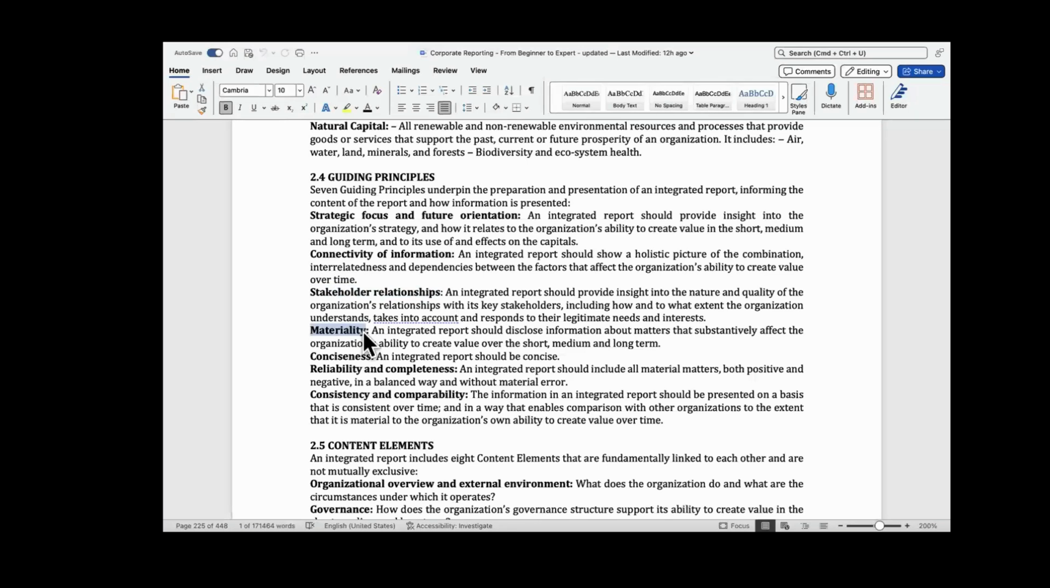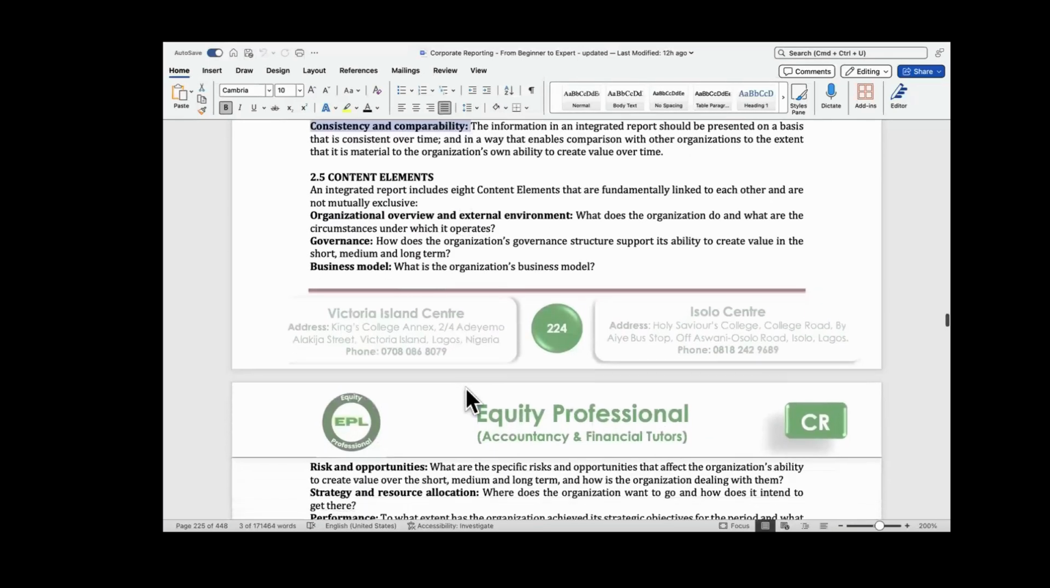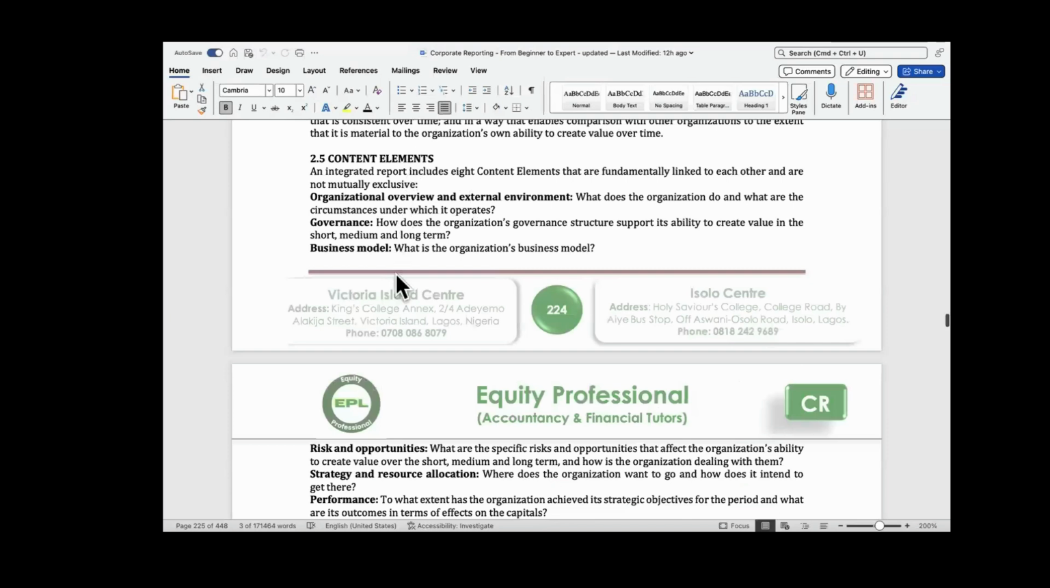You see, in telling all of this, focus on material matters. Only disclose matters that are substantive, that will affect the organization's ability to create value, materiality, and be very concise, straight to the point, short. And of course, it should be reliable, it should be complete. And as soon as you start, we want to see that consistency from year on year.